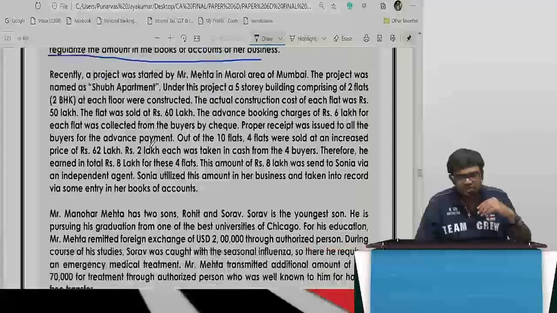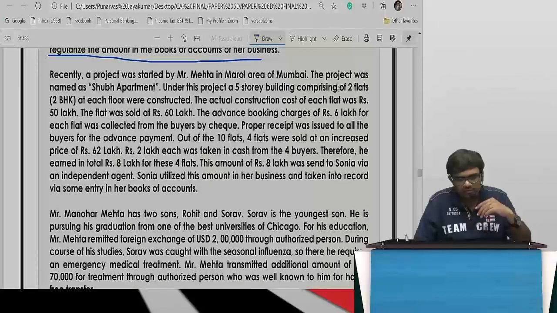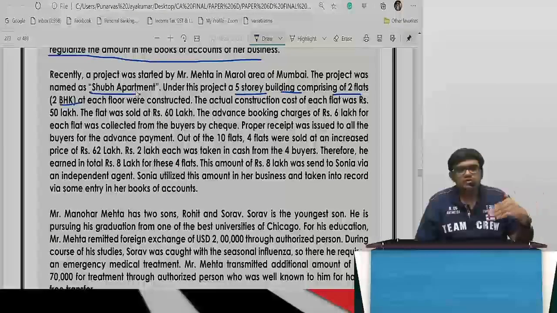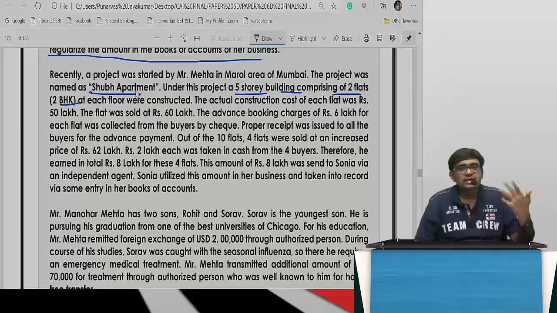Recently, a project was started by Mr. Mehta in Marol area of Mumbai. The project was named Shubh Apartment. Under the project, a 5-story building comprising 2 flats on each floor. 5-story of 2 flats, 5 into 2, 10. RERA is applicable for 8 and above, right? More than 8. So with 10, RERA will be applicable.